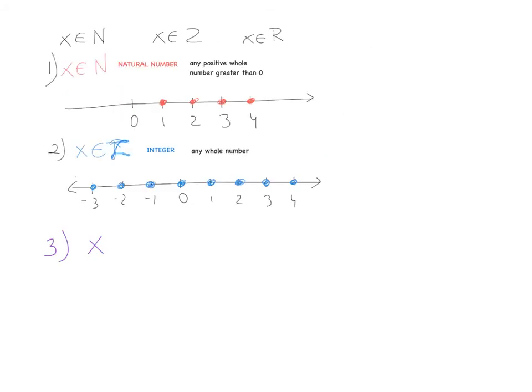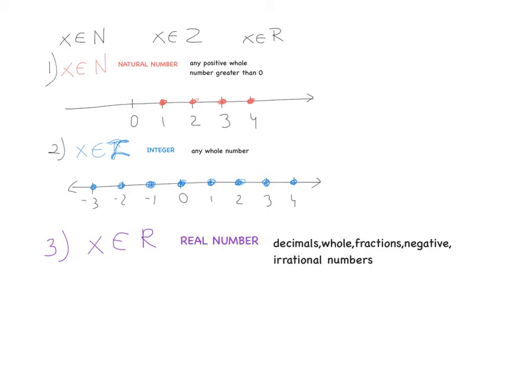And the last one, x is an element of the real number set. And it's really, really important because most of the time you will see this symbol, okay? And you will need to use real numbers. So what is a real number? A real number is any number you've met so far, okay? It might be a decimal, it might be a whole number, it might be a fraction, it might be a negative whole number or a negative fraction. It might also be an irrational number, such as the square root of 2, or the square root of 3, and so on, okay?